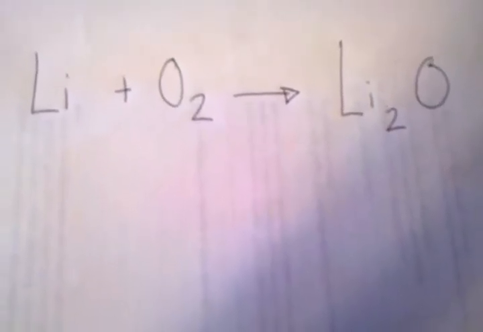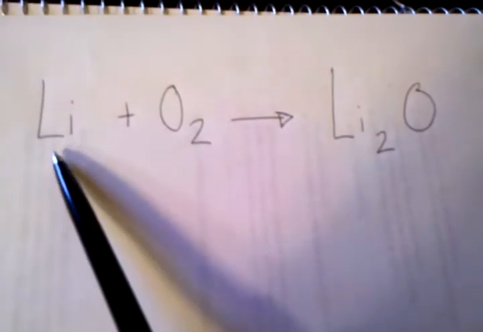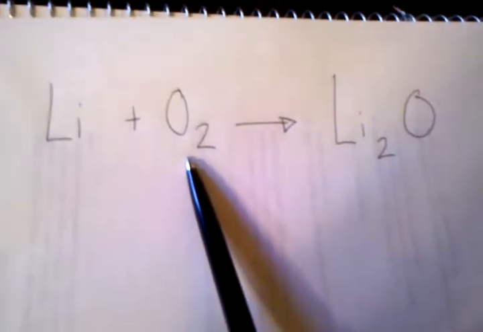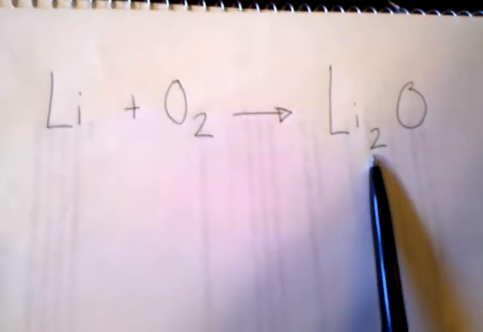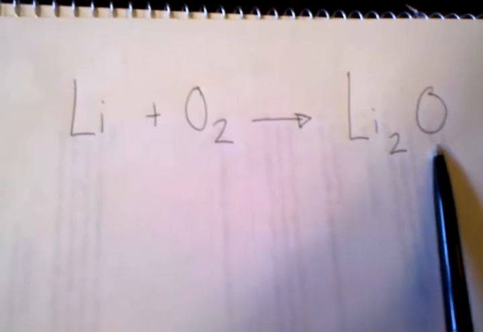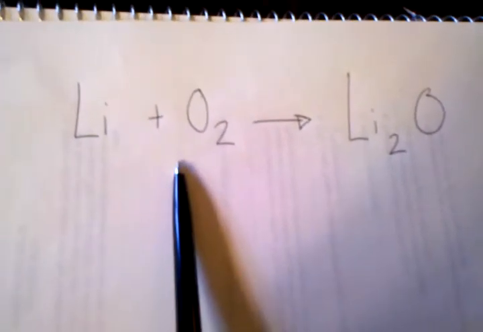I'm going to teach you how to balance a chemical equation. Illustrated here is a chemical equation that needs to be balanced. There's a left side, which has a lithium atom and two oxygen atoms. The chemical reaction resulted in this compound, which has two lithium atoms and one oxygen atom. Both sides are not balanced, so our job is to balance that.